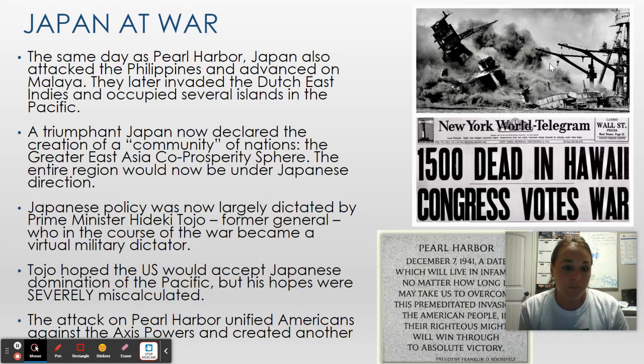So Tojo, who again is the military dictator, had hoped the United States, this is so stupid, he thought that we would just kind of lie down after Pearl Harbor and be all like, okay, you have the Pacific. He thought that we would still not get involved after that. And oh my gosh, again, was he wrong? All you did was really, really piss off an entire nation of people.